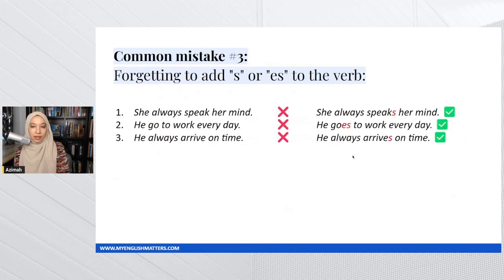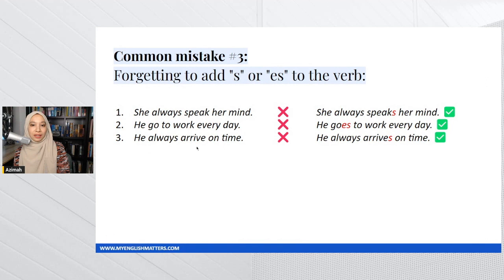Now, a common mistake that we often make is not putting an S. We forget to add an S or an ES to the verb. So look at these examples. She always speak her mind. Where's the verb? The verb, the action is speak, right? So she always speaks her mind. This one. Number 2, he go to work every day. I go to work every day is fine, but he, third person singular, he goes to work every day.